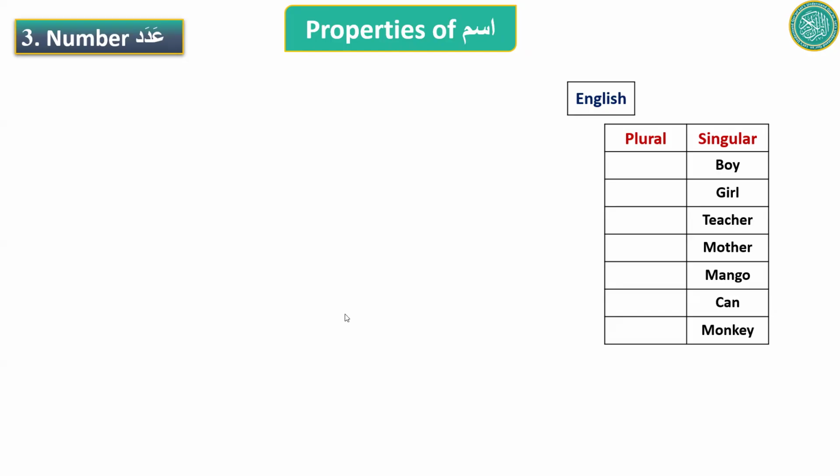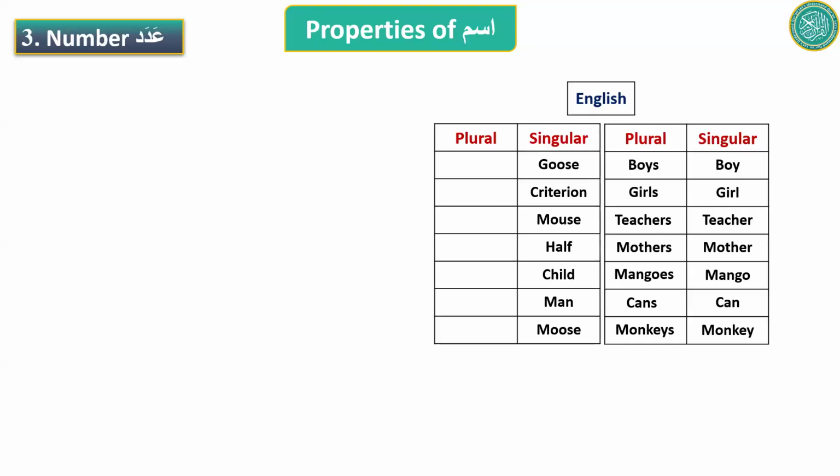Sister Mariam Zishan, inshallah. Yes, sir. Give me the plurals, sister, in English. Boy, boys. Girl, girls. Keep going. Teachers, mother, mangoes, cans, monkeys. So it's very simple. It's like grade 2 English, right? Just add an S or ES at the end. Simple task, right?